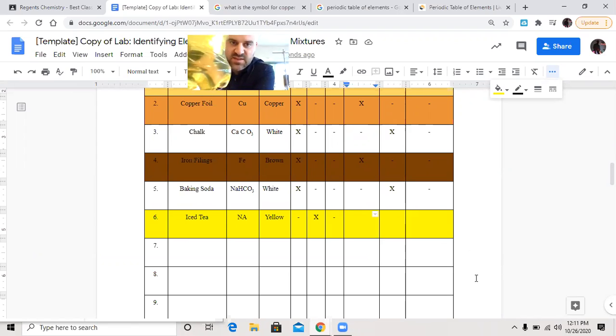Analyzing this thing, if it's the same consistency throughout, then it's going to be a homogeneous mixture. If there's particles that you can see in there, like some tea or sugar, if you see that in there, that would be a heterogeneous mixture. Since it's the same consistency throughout, that's a homogeneous mixture. So that one's a homogeneous mixture.